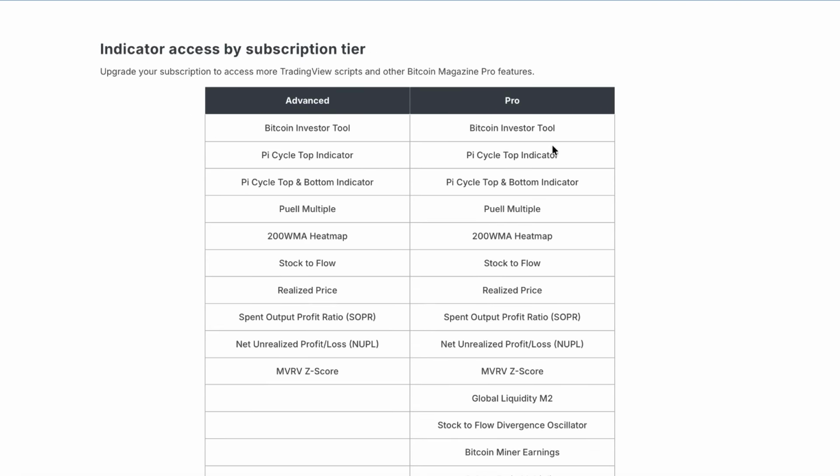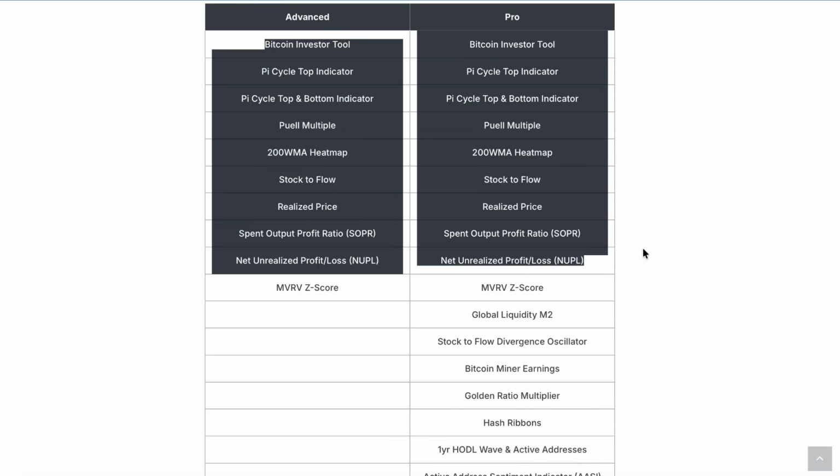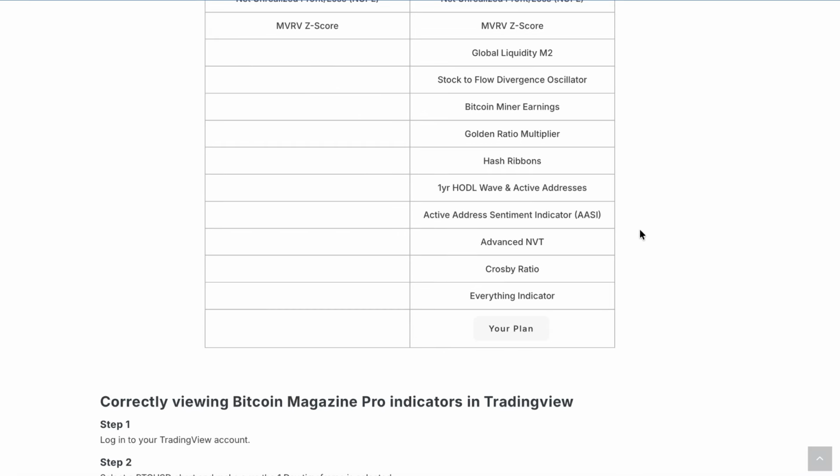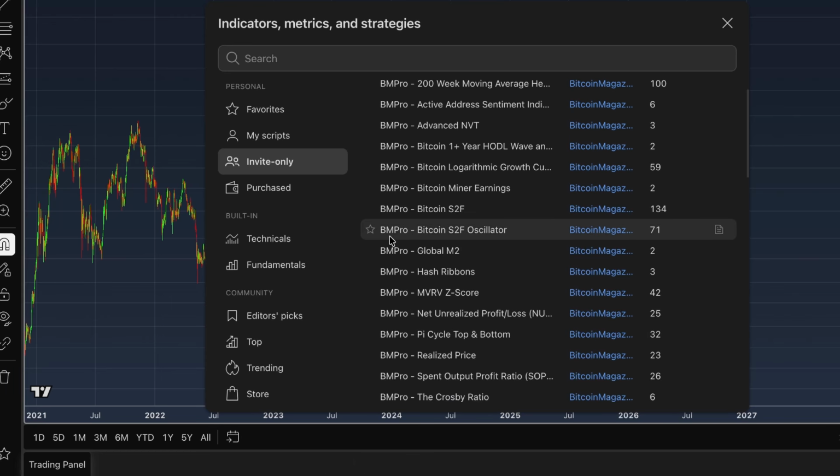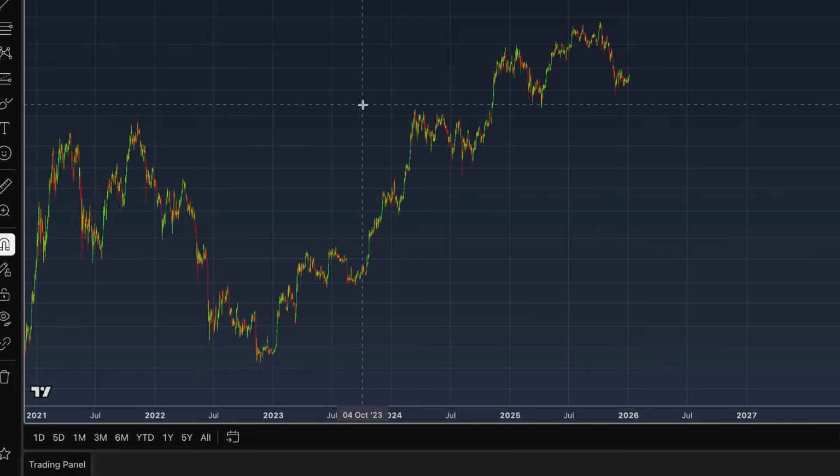So very quickly, what I'll do is I'll scroll down and show you the Bitcoin Magazine Pro TradingView indicators that you'll have access to. And if you're not aware of TradingView, it's a great free platform to look at the Bitcoin price action and interact with these charts a little bit as well. Once you're a site subscriber, you get access to all of these invite-only metrics to gain access to a lot of the on-chain data points that are available on the Bitcoin Magazine Pro website, but now you can use them on TradingView as well.